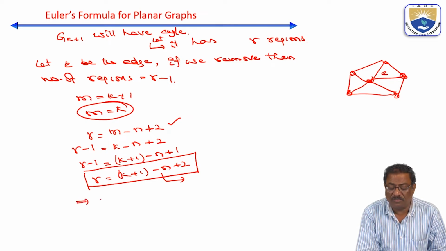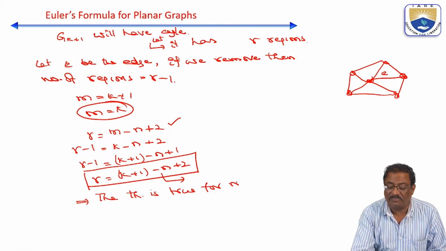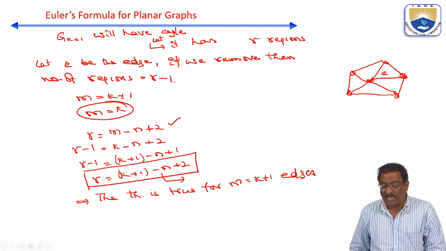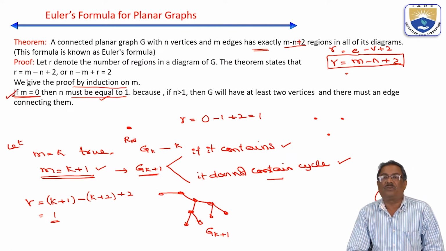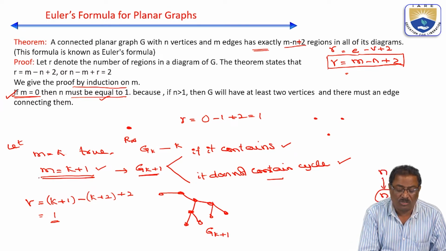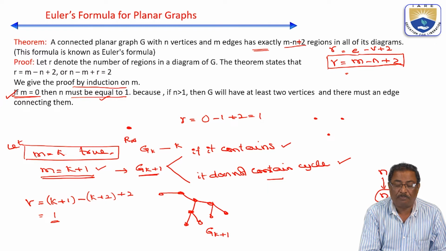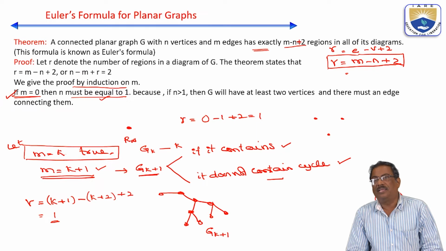So the theorem is true for m equals k plus 1 edges. Here the induction step is that we first take m equal to 0 and verify whether the theorem statement is true. Then we are going to assume that for m equal to k, the theorem is true. That means if the number of edges is k, then the theorem is true.